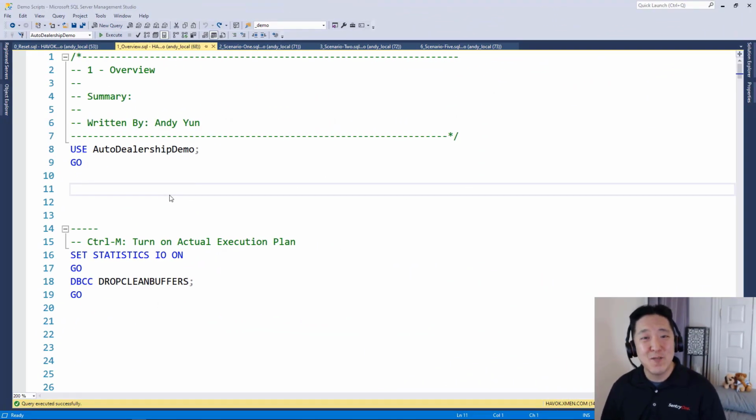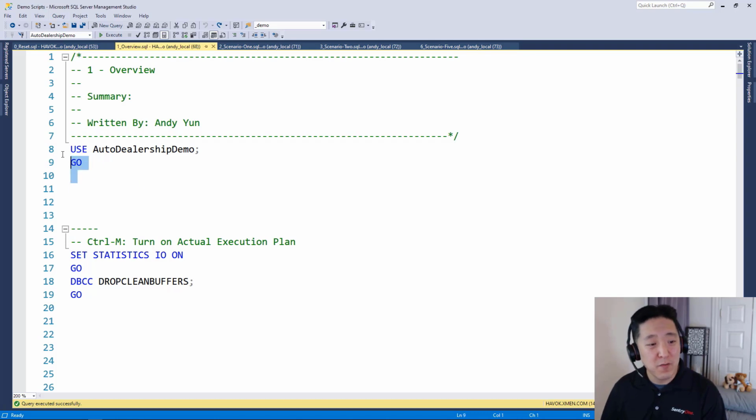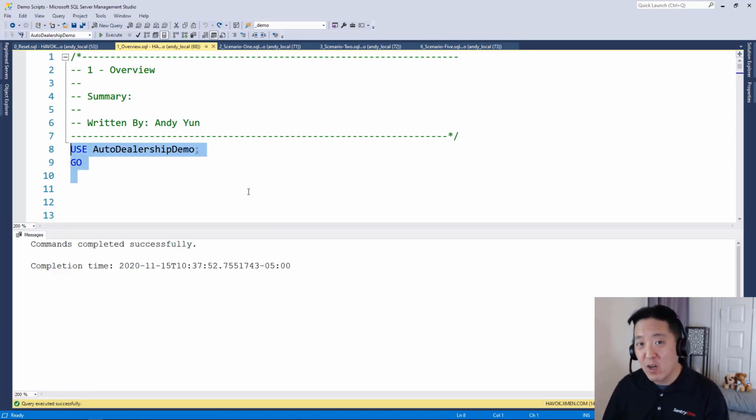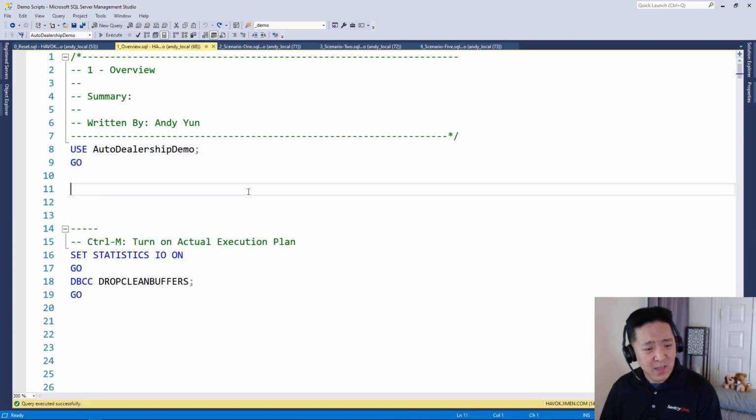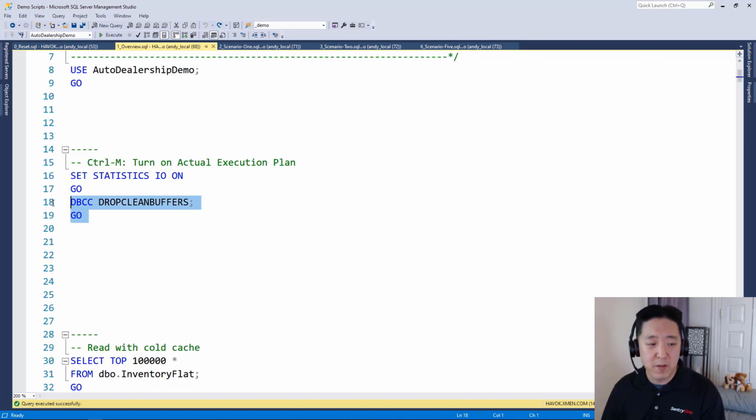All right, let's start off with our overview demo. So first of all, I'm going to be using a demo database called Auto Dealership Demo, and this is available up on my GitHub. And then I'm also going to turn on actual execution plan. And then we're going to use 2 different commands here. First is drop clean buffers. That's just going to blow away everything in the buffer pool so that we start with a cold cache.